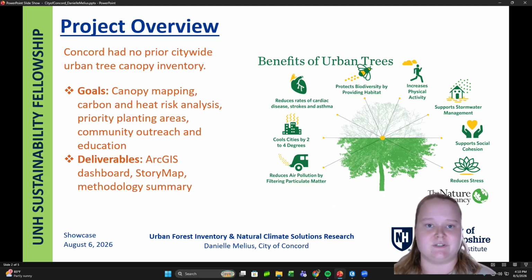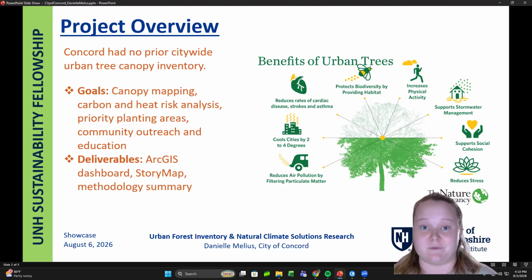The end goal, or the deliverable, of this project would be an ArcGIS dashboard, which would allow anyone with a screen to be able to look at these different maps, to zoom in, to zoom out, to click on locations, to find their homes, and to be able to also look at it on a ward basis, to be able to compare the different statistics per ward.